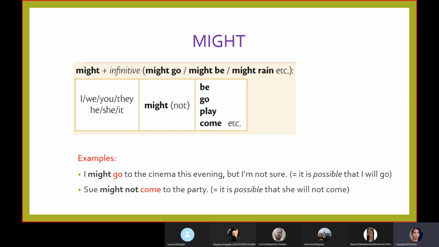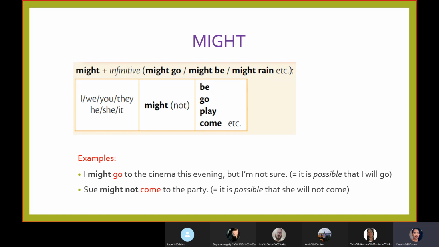Now here we have the grammar structure. Here you can make affirmative and negative sentences, right? So you have the subject, I, we, you, they, and then might if it's affirmative, might not if it's negative, and then the base form of the verb, right? So I might go or I might not go, right? And here we have some examples at the bottom.